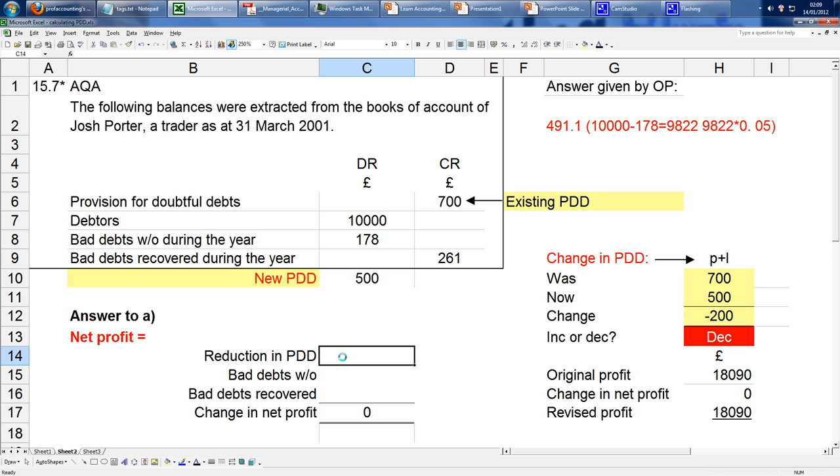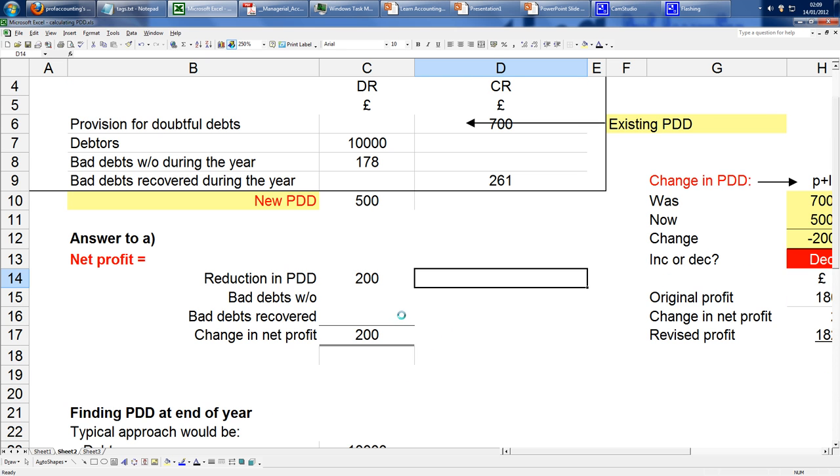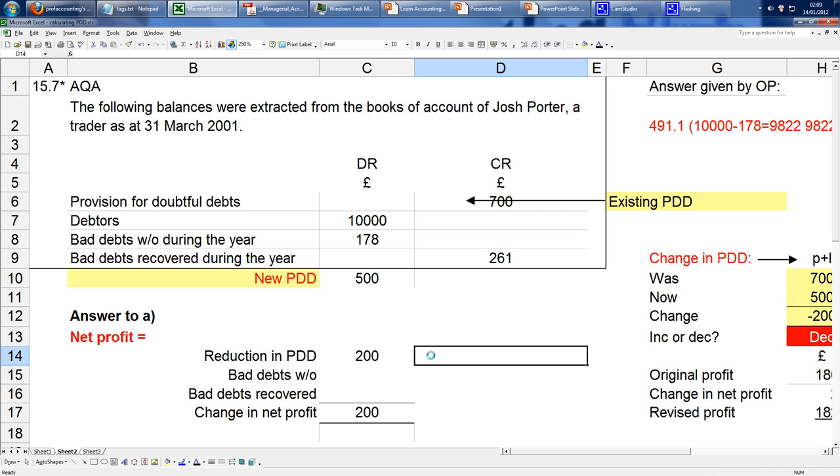If we just make this a bit bigger, I can give you a bit more information. Let's comment upon what we're doing here. This is for the £200, a reduction in PDD. This is a decrease in expenses. So if you reduce PDD, then that's a reduction in expenses. However, the way we tend to think of it is as an increase in income, because we add the value £200 to gross profit. So that's going to be an increase in net profit. Okay, that's the main bit.